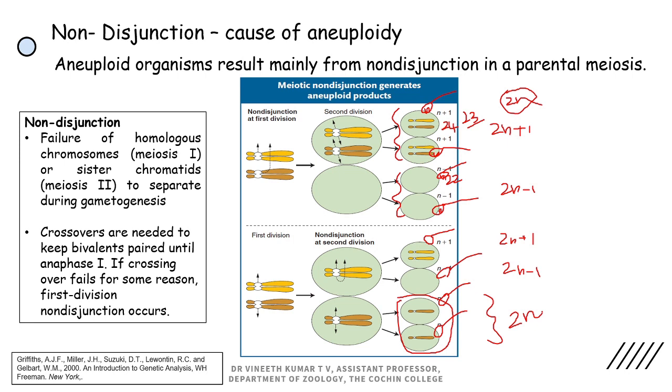And here, if you check, I have taken non-disjunction which is happening in eggs and not in sperms. I mentioned this as an example deliberately, because non-disjunction usually happens in the egg, and there is a very, very small chance, less than 0.001 percent, in sperms or during spermatogenesis.